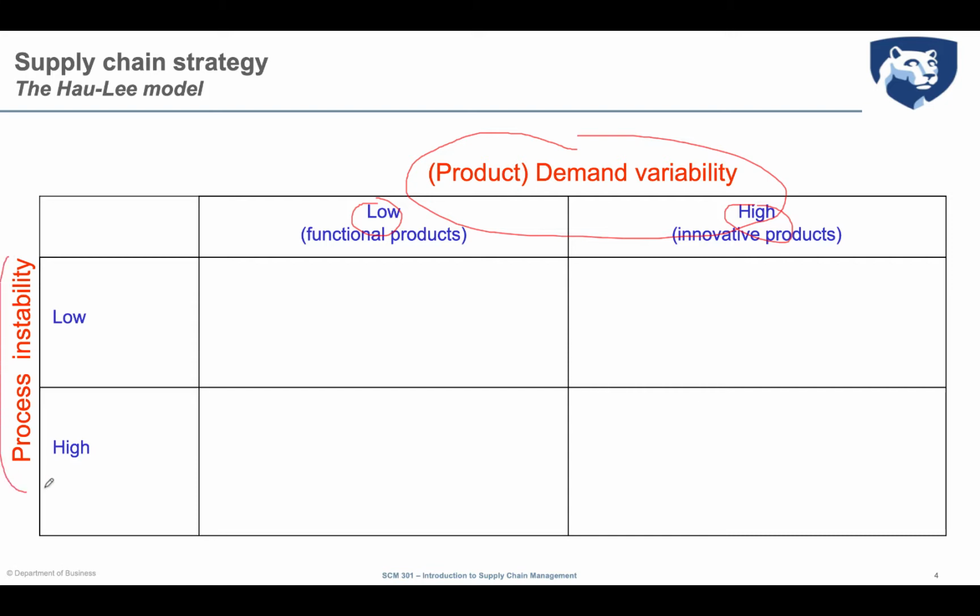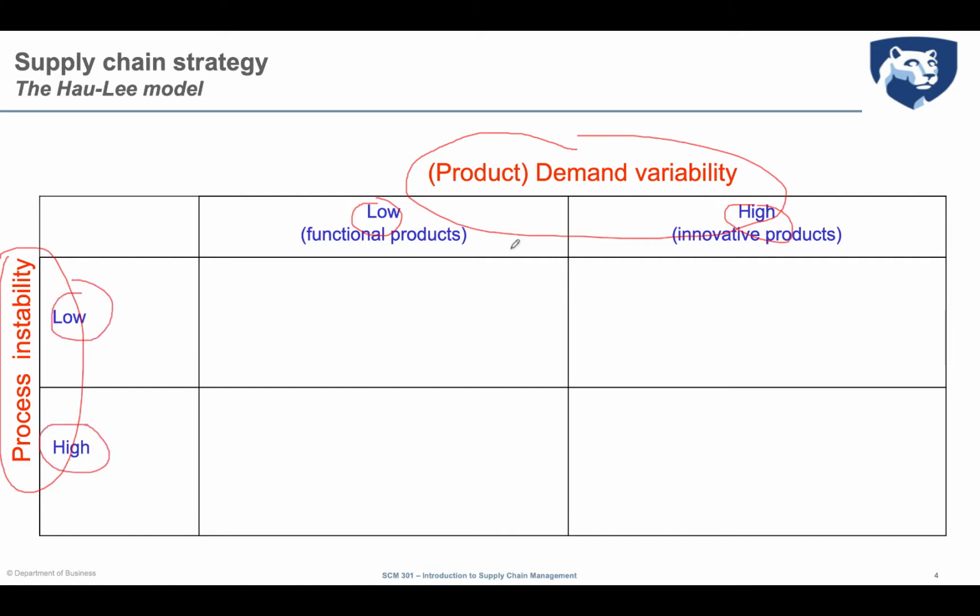On the other axis, instead, the Hau Lee matrix puts what is called the process instability, which means how much the inbound process, and with inbound process we refer to supply network and production, in particular the technology characterizing the production system, can be considered stable or unstable, which means subjected or not to change, dividing also in this case between low and high.